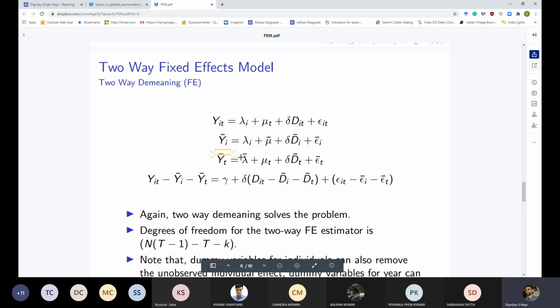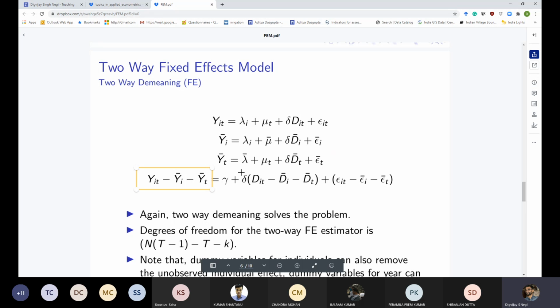You can do another demeaning on another dimension, which is the i. In this case, we are taking the average over individuals for each time period. So here we were taking the average of each individual over time periods. Here we are taking the average across all individuals over each time period. So you can do this, okay, lambda bar, mu t, delta d bar t, and so on. And then you can subtract both of these from the original equation.